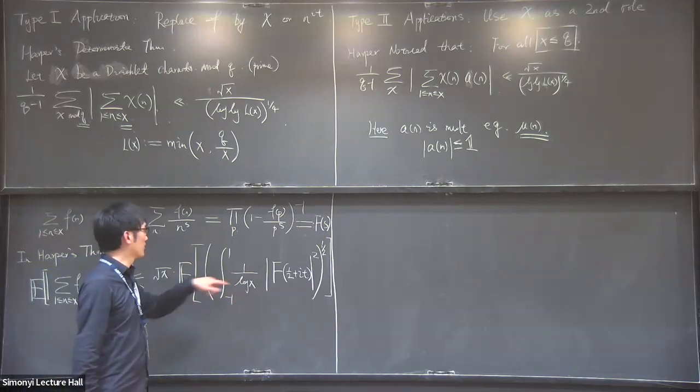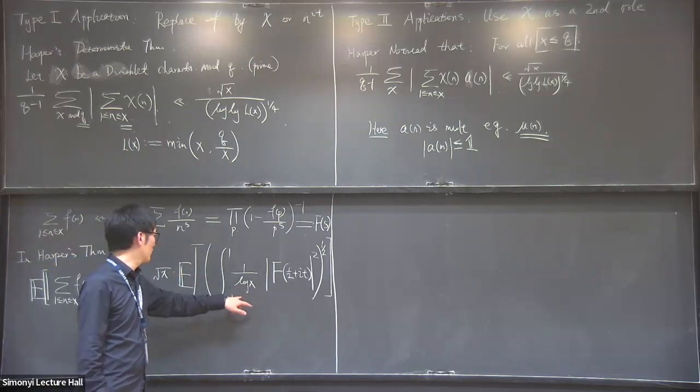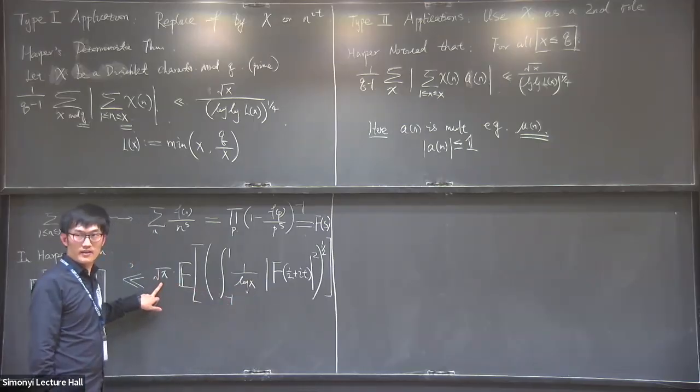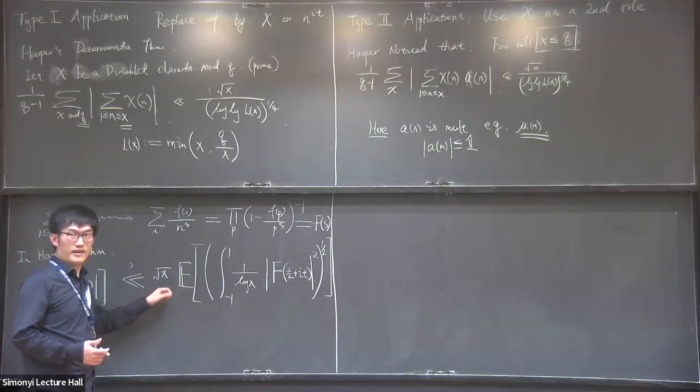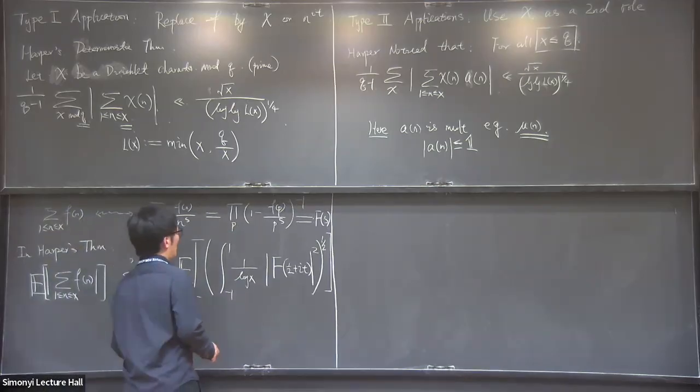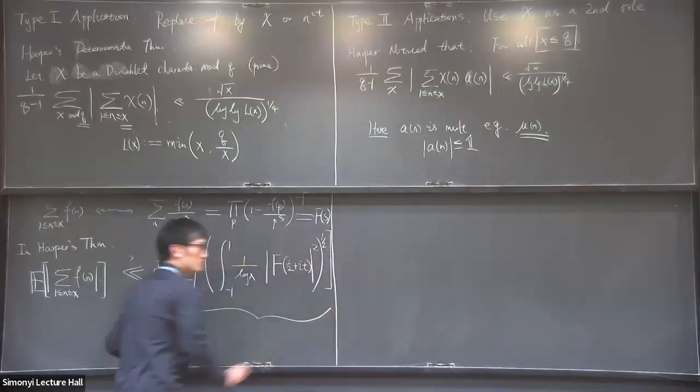Okay, so I hope you can look at this a bit carefully. This square root x exactly corresponds to the trivial upper bound at the very beginning, as I mentioned: if you use Cauchy-Schwarz, the L1 norm is bounded by the L2 norm, so you get square root x. The most difficult thing to understand is this expectation.